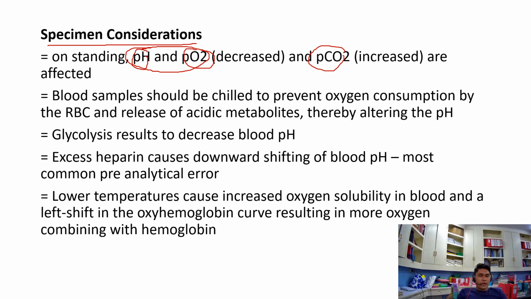Excess heparin causes downward shifting of blood pH. So excessive heparin can cause a false decrease in your blood pH, and it's the most common pre-analytical error. Regarding heparin, it is the preferred or ideal anticoagulant for blood gas analysis. But between liquid and dry heparin, the ideal is dry heparin, because liquid heparin can cause dilution of your sample. Low temperatures cause increased oxygen solubility in blood and a left shift in the oxyhemoglobin curve, resulting in more oxygen combining with hemoglobin.